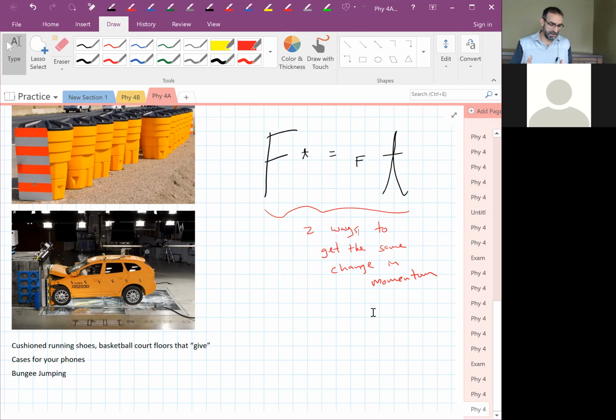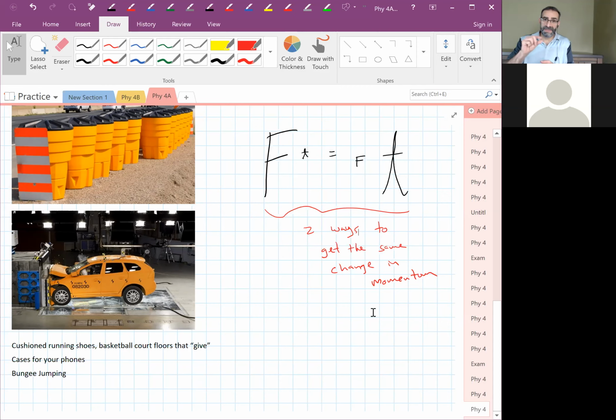Cases for your iPhone or your cell phones. So you have a cell phone, no case, you drop it, it hits the ground, and the time interval that it's interacting with the ground is very short. So the average force on the cell phone has to be big because your cell phone had a certain amount of momentum before it got to the ground, and it's coming to rest, right? It's coming to zero. No choice there.